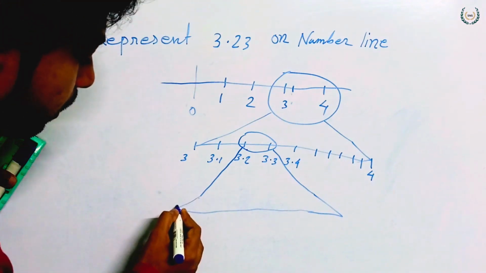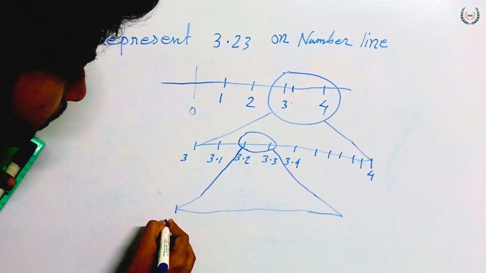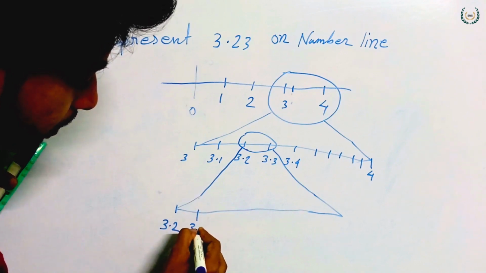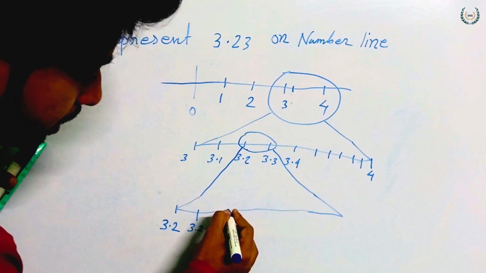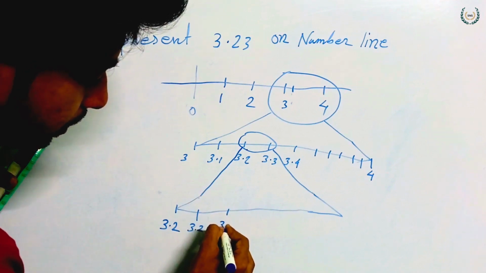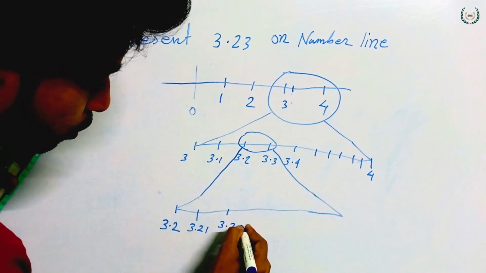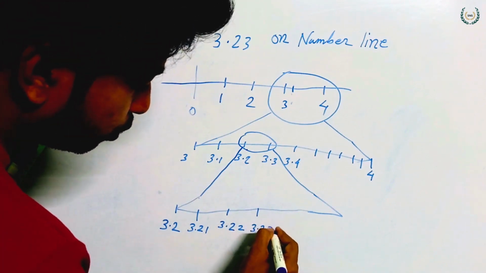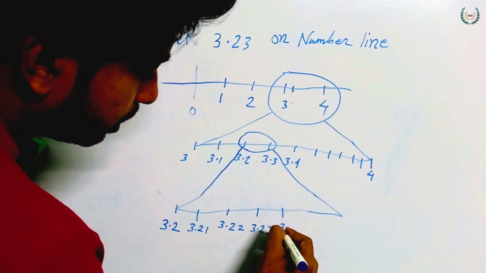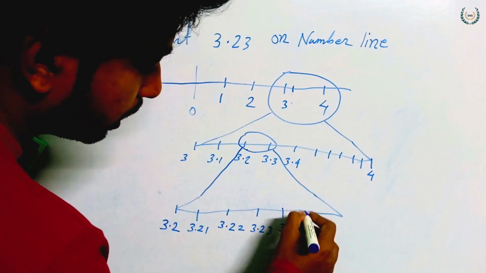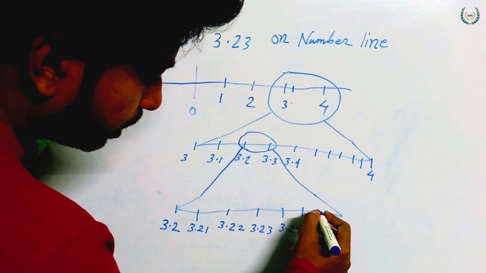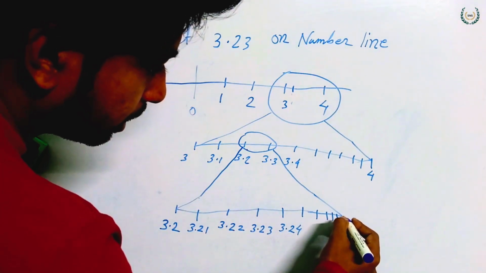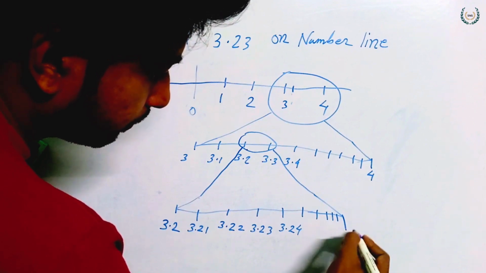Okay, so it will be 3.2. It will be 3.21. It will be 3.22. It will be 3.23. It will be 3.24, 3.25, 3.26, 3.27, 3.28, 3.29, 3.3.